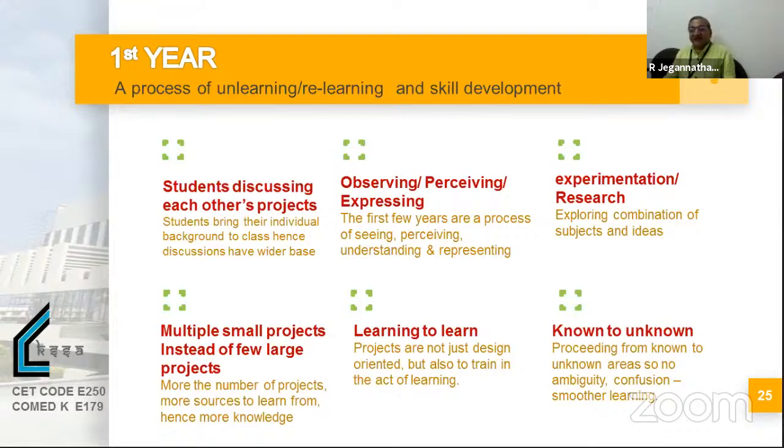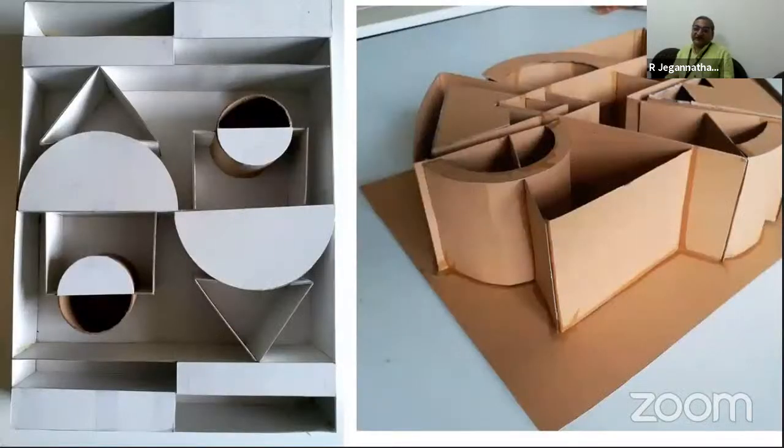Once they reach that level, multiple small projects are introduced instead of big projects, so that at the initial level the students don't get overwhelmed and are able to have better control of what they are learning. The projects are not just designed to orient, but also to train in the act of learning. That is, the whole exercise is learning to learn. We go from the known to the unknown so that there is no ambiguity, no confusion. This facilitates easier learning.